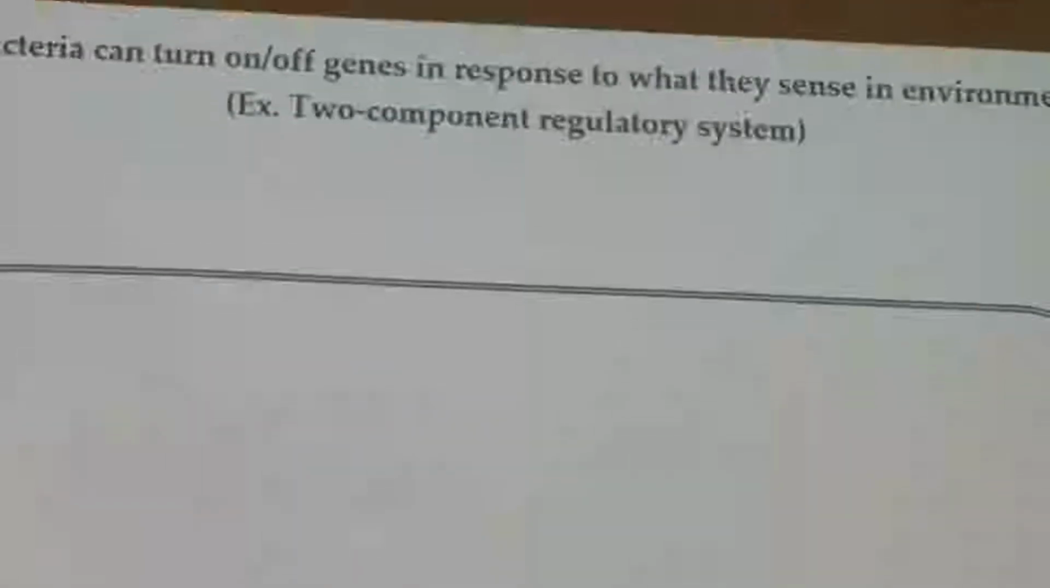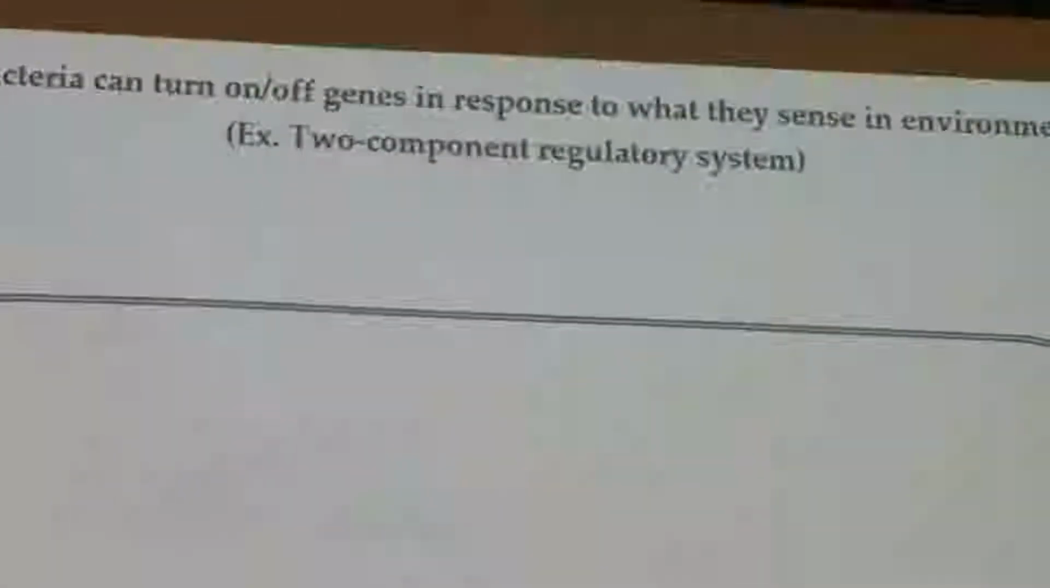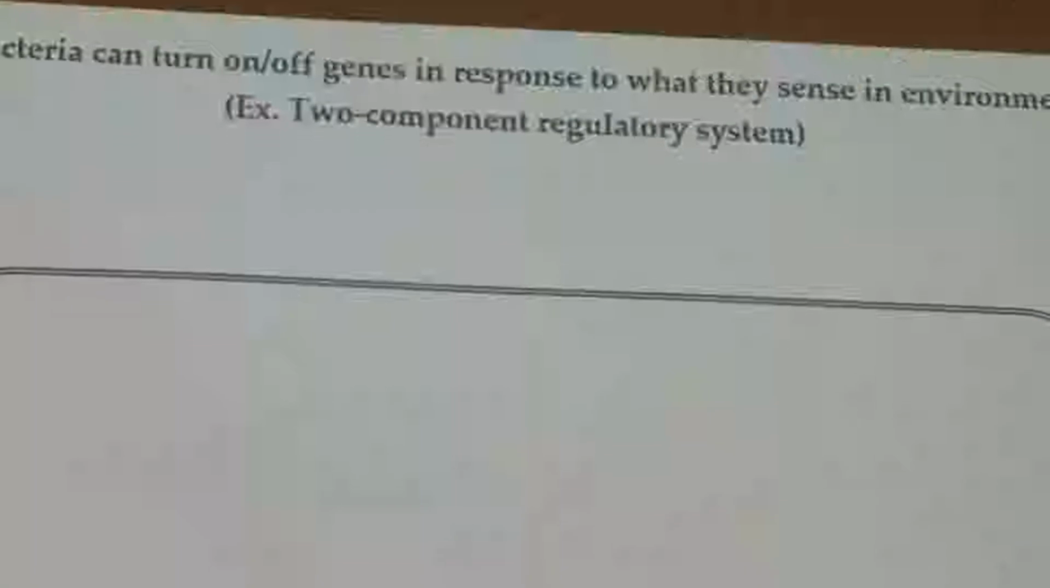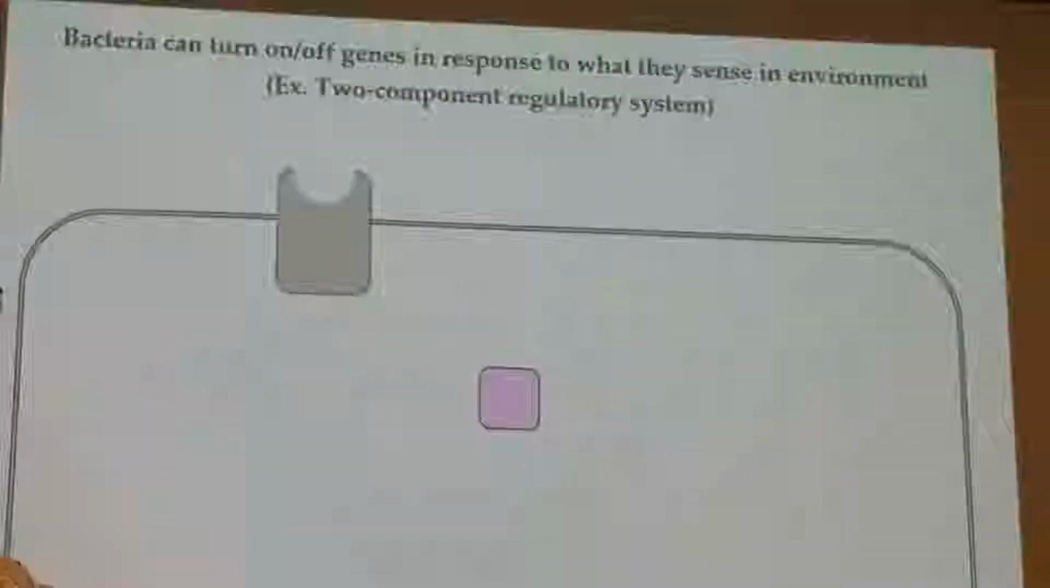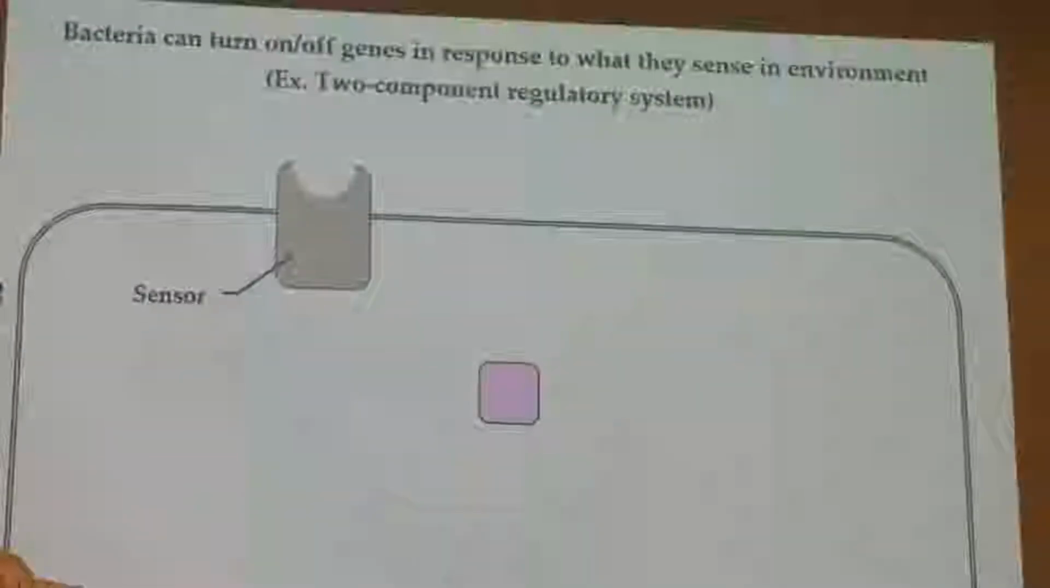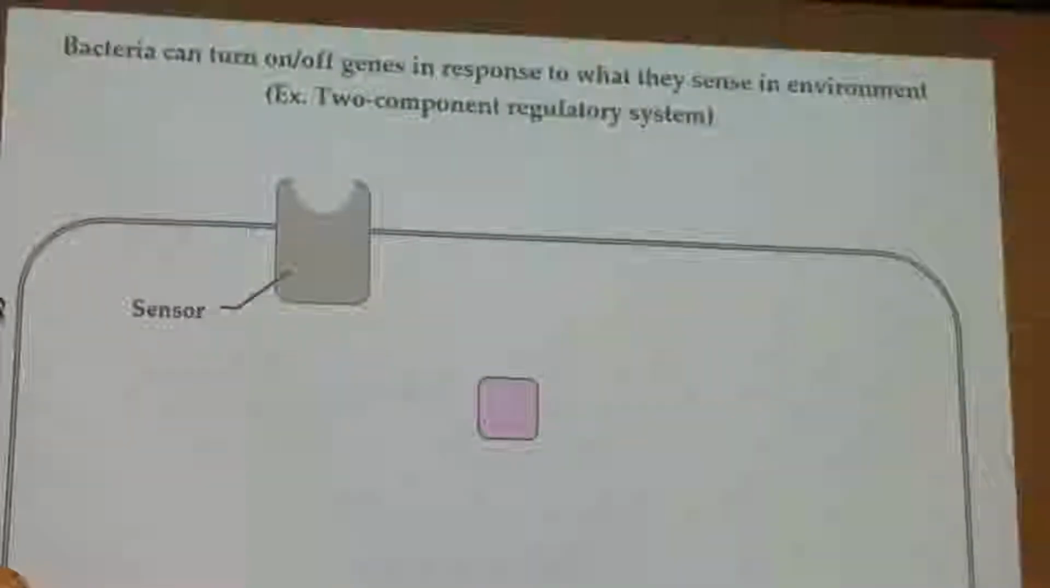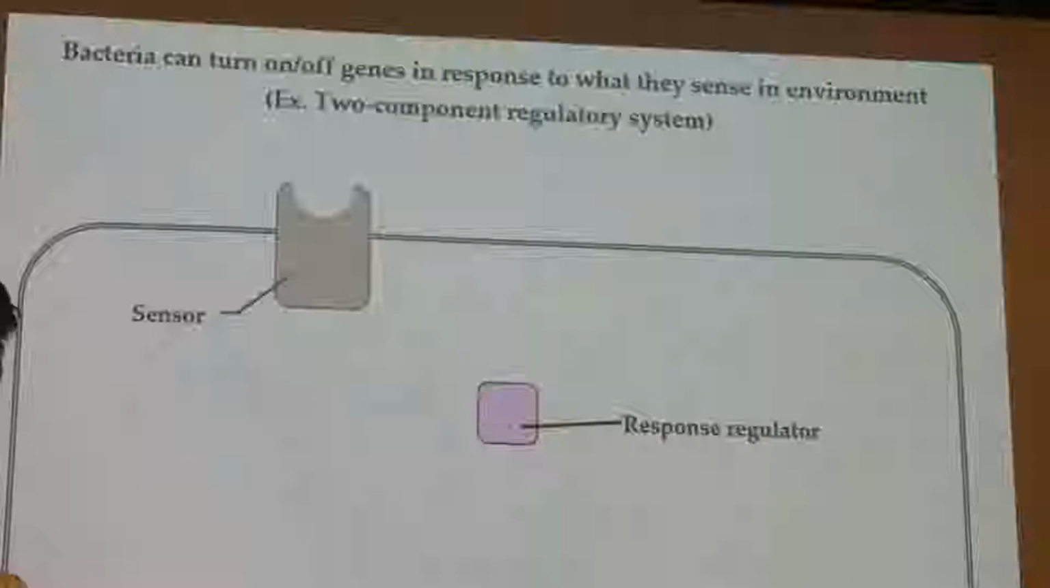All right. Here are the two parts. If that represents a bacterial cell, here are the two parts. One of the parts of this regulatory system is found within the membrane, and then the other part is found in the cytoplasm of the cell. The part in the membrane is called the sensor, and then the part in the cytoplasm, the pink thing, is called the response regulator.